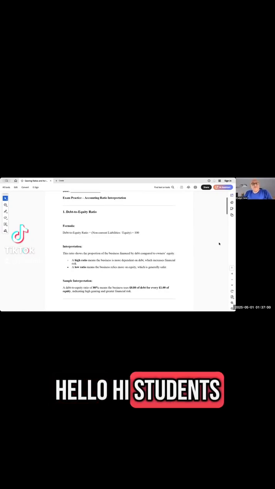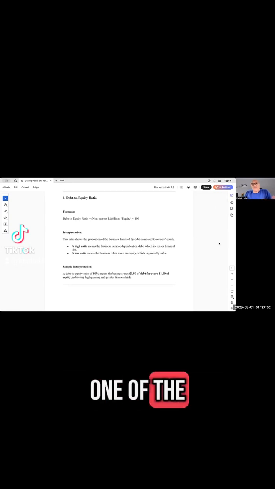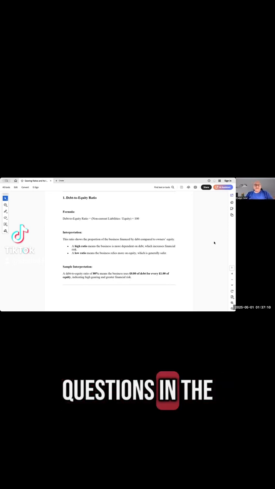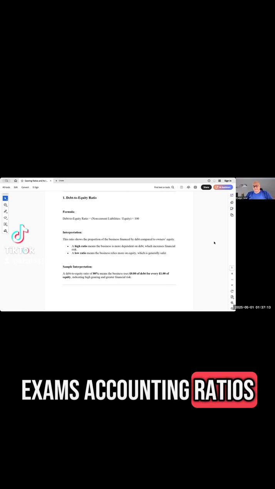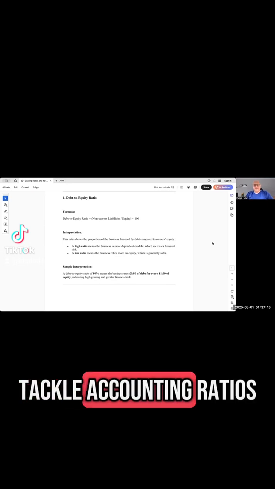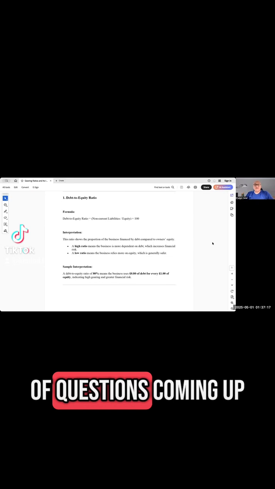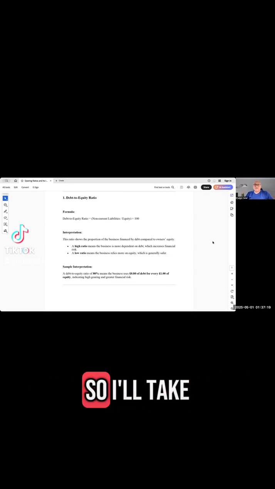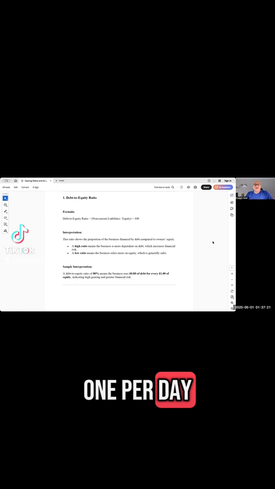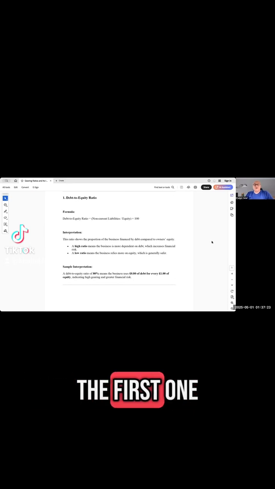Hi, students. One of the topics that has to come in the exam, whether paper one MCQ or paper two, the practical questions in the exams, is accounting ratios. So I will tackle accounting ratios because there are lots of questions coming up on that. So I'll take one per day, every session. So the first one is debt to equity ratio.